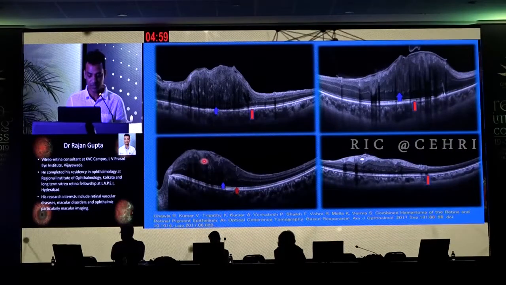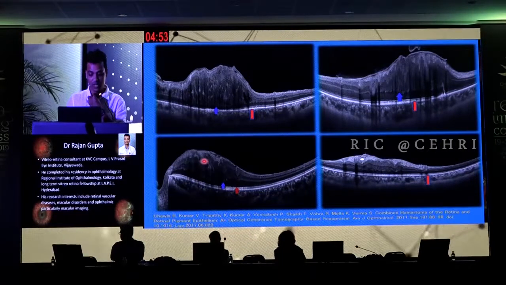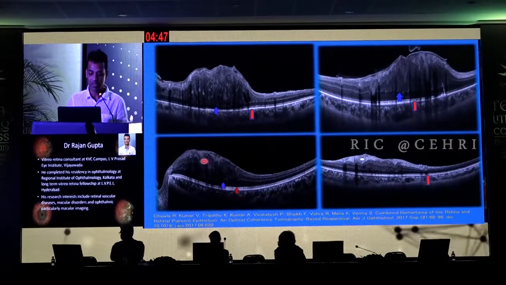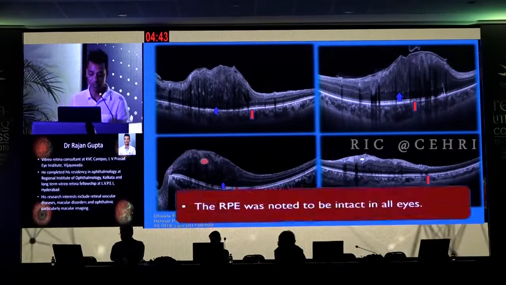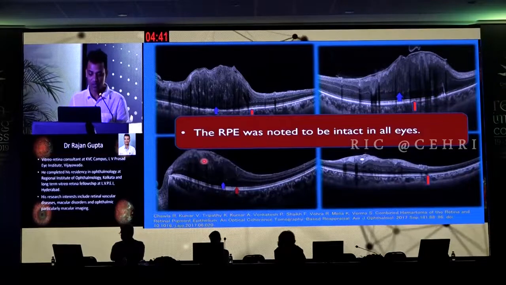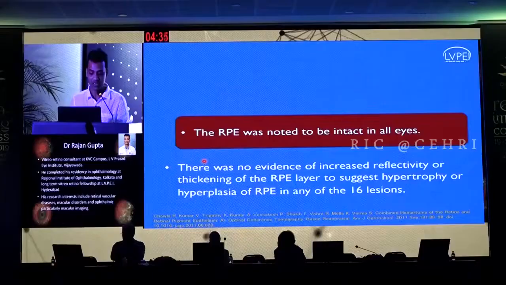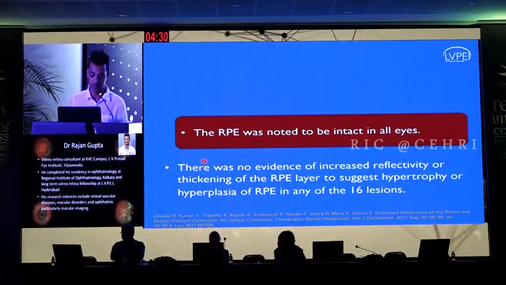There was a very interesting article on OCT appraisal of combined hamartomas by Rohan Chawla et al. from AIIMS, where they described 16 lesions which were predominantly macular. And what they found was intact RPE in all the cases, and the lesions were limited only till the outer plexiform layer. RPE was noted to be intact in all the eyes, and there was no evidence of increased reflectivity or thickening of the RPE to suggest hypertrophy or hyperplasia of RPE in any of the 16 lesions.